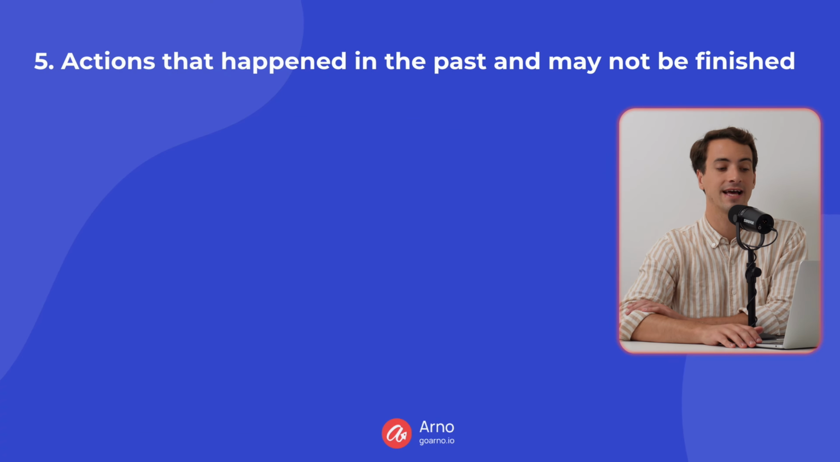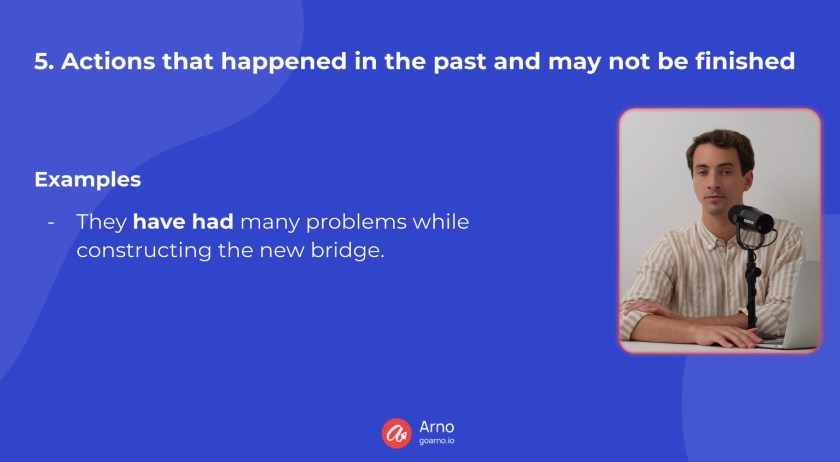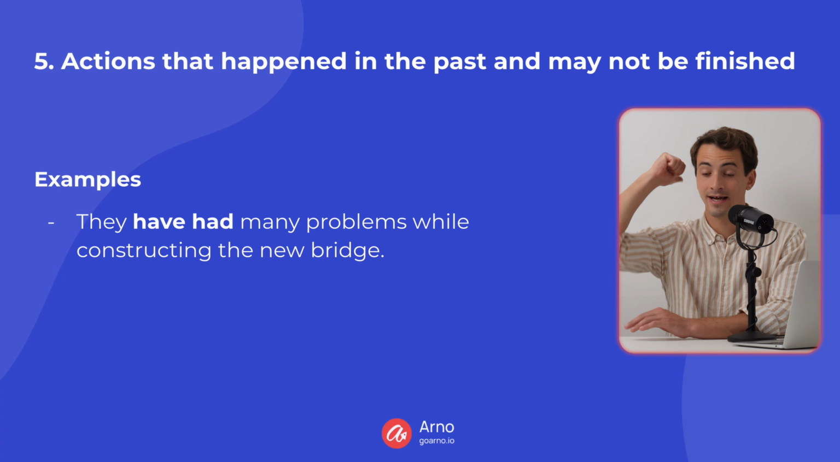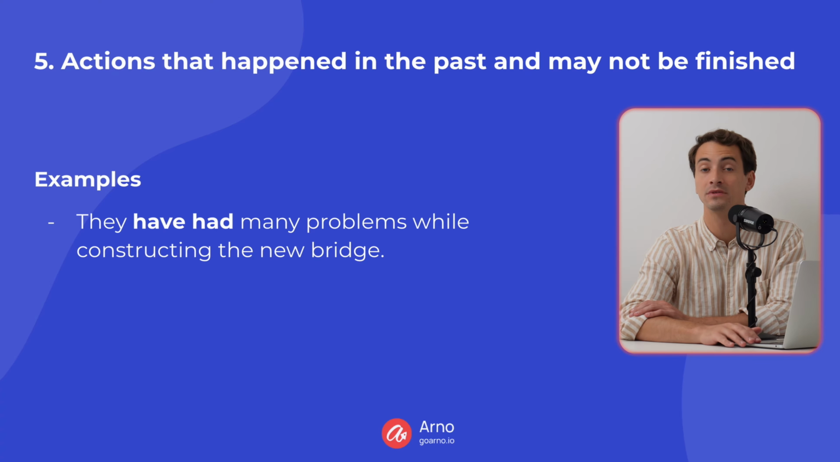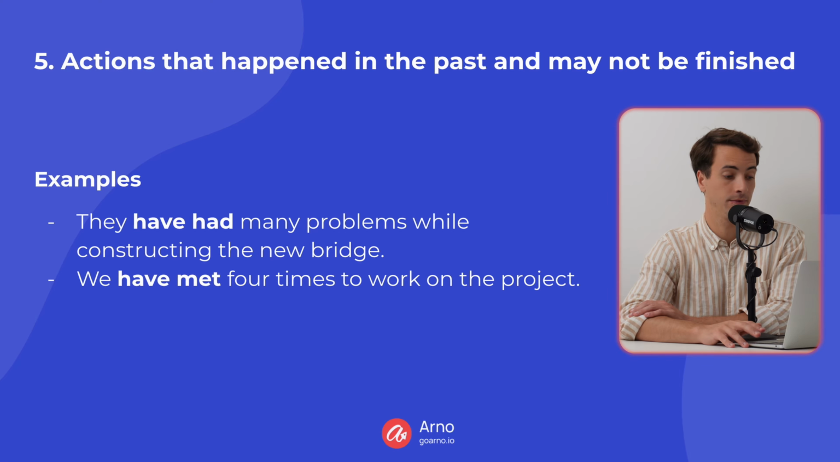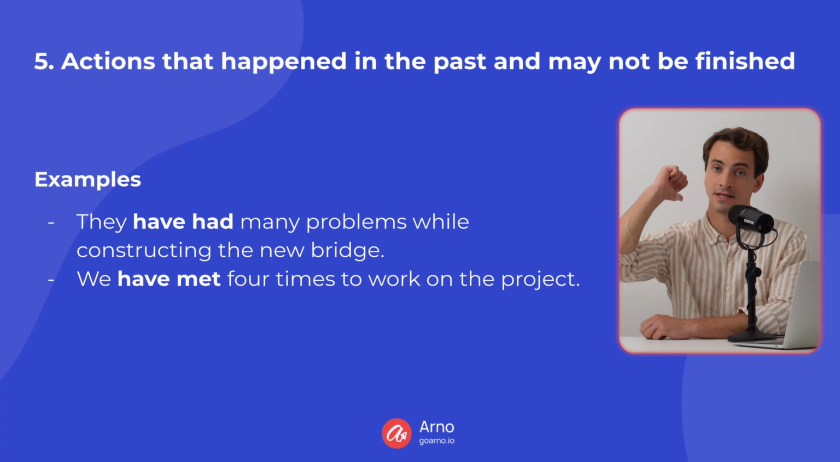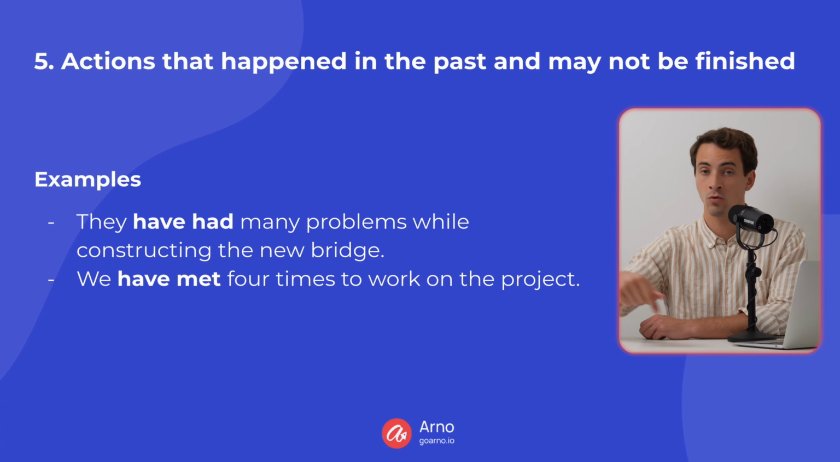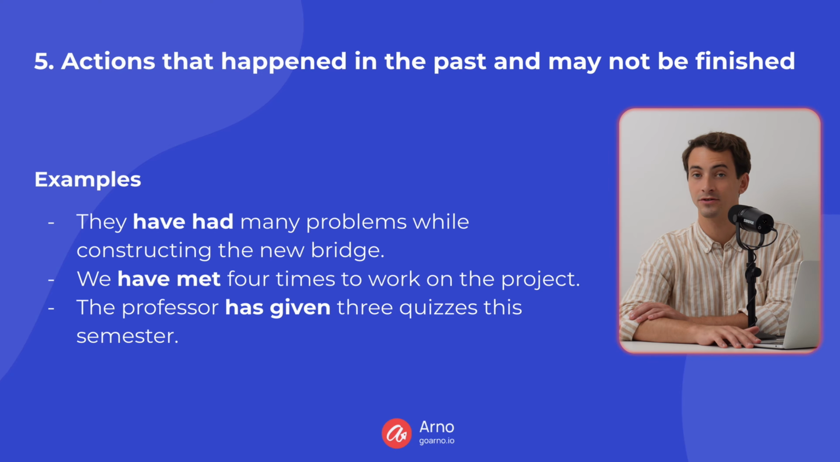Number 5, actions that happened in the past and may not be finished. They have had many problems while constructing the new bridge. So they had problems in the past, and they may continue to have problems in the present and the future. The problems may continue. We have met 4 times to work on the project. We met 4 times in the past, and we may meet more times. The professor has given 3 quizzes this semester, and implied here is that he may give more quizzes. The quizzes are not completed.